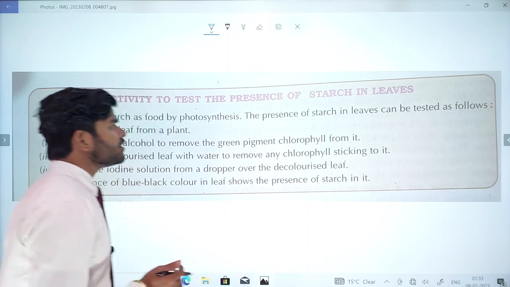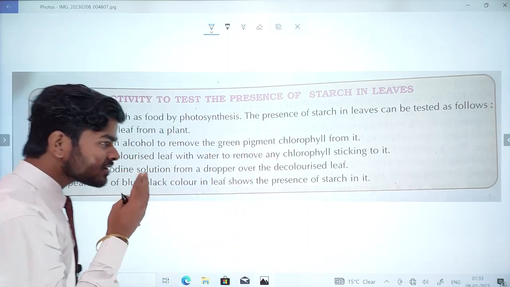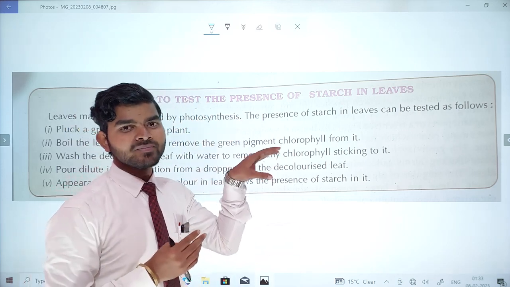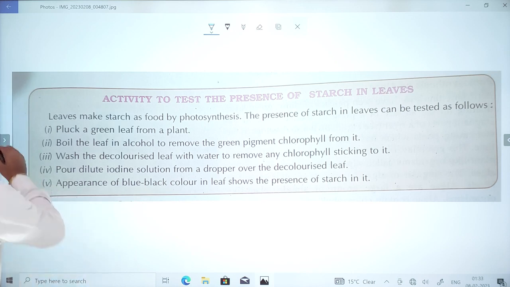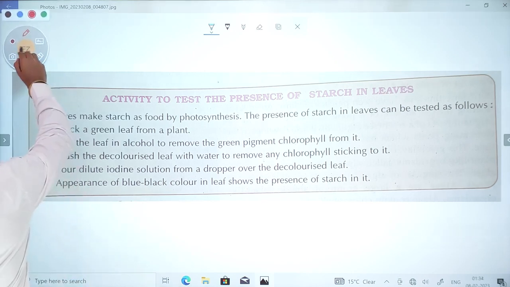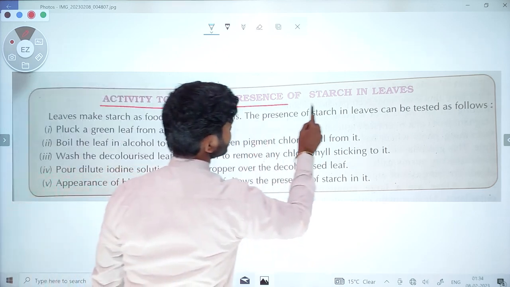Now, how to test this starch? Not test, but it's a test. Both are different things. So don't be strange. Now this activity is the important activity.